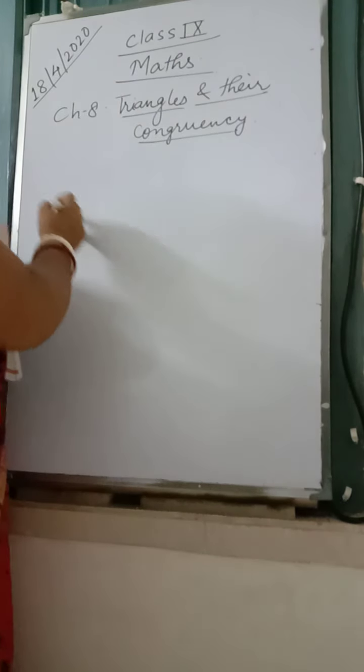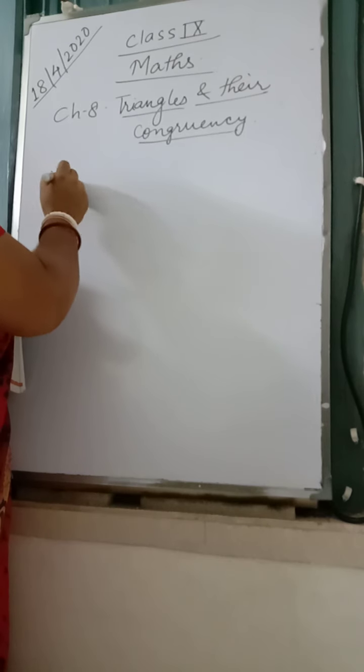According to the first unit test syllabus, the next chapter is chapter 8, triangles and their congruency. First of all, you should know about the different types of triangles. Already you know a triangle is a closed figure made with 3 line segments. Now we have 6 types of triangle: 3 according to side and 3 according to angle.